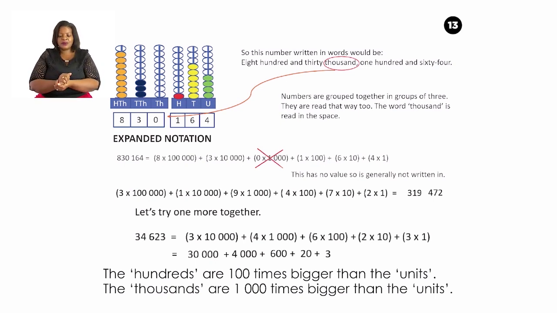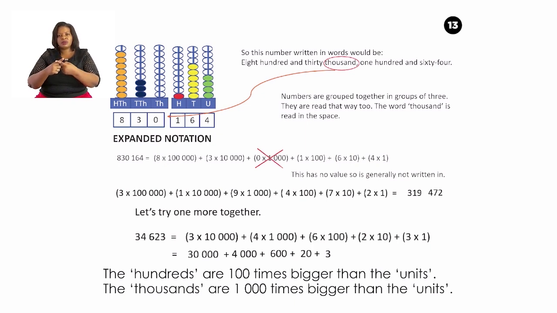Now our third terminology is expanded notation. If you have to write that number in expanded notation, you take a digit, for example 8 in the place of 100,000, and you multiply it with 100,000. You take 3 in the place of 10,000, you multiply with 10,000. Then 0 in the place of 1,000. The value of 0 is 0, so even if you multiply 0 times 1,000, you get 0. That's why there's a cross there, for you to make sure and know that we do not write that.